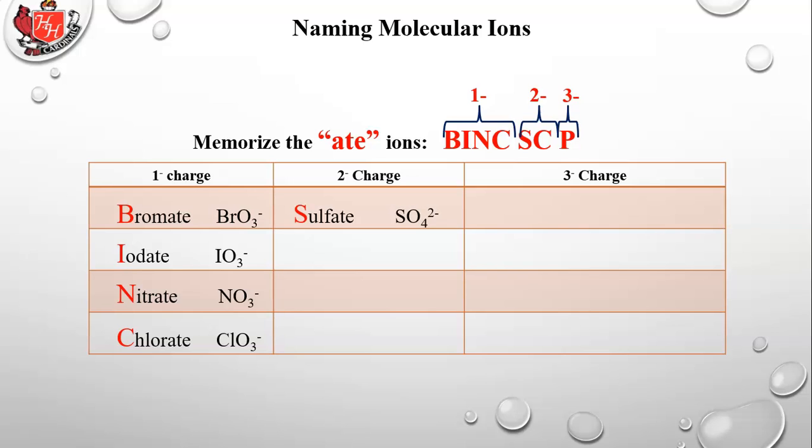Then we get over to the 2 minus charge ions, and that's sulfate, SO4 2 minus, and carbonate, CO3 2 minus. And finally, there's one that has a 3 minus charge, that's phosphate, PO4 3 minus. So these you need to memorize in order to do what we're going to do on the next slide. You need to know both the number of oxygens and the charge. Is it 1 minus, 2 minus, or 3 minus?